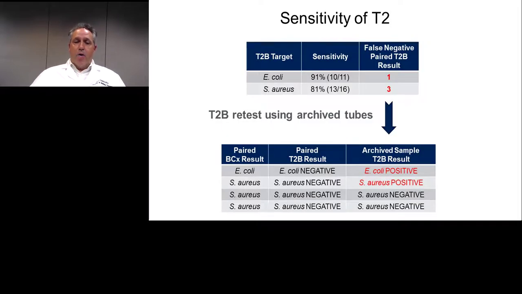There were archive tubes that were available for patients in whom E. coli or Staph aureus was not originally detected, and among 4 samples that were available for repeat testing on the archive sample, in fact, the E. coli that was originally negative in the archive sample was detected by T2 bacteria, and one of the 3, Staph aureus, was detected upon testing the archive sample as well.